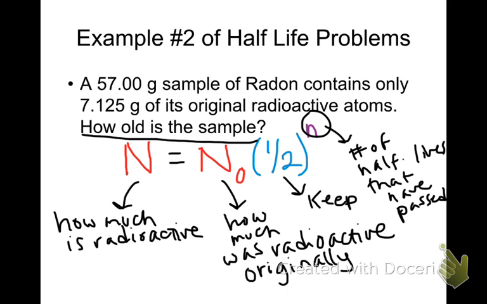In this case, what do we know here? We know that we had 57 grams of radon that contains only 7.125 of its original radioactive atoms. So it looks like we know N and N0. 57.00 is what we had to start with, and that makes sense because it's bigger than 7.125. It's decayed down to 7.125 of its original atoms. So how old is it?